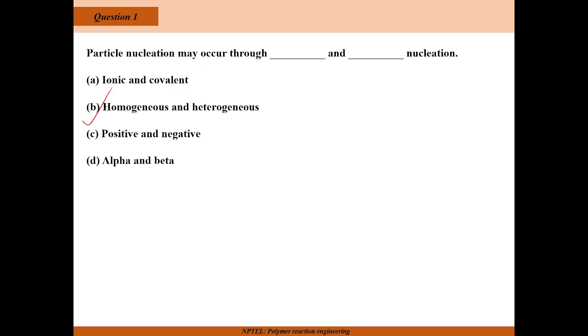The first question was that the particle nucleation may occur through dash and dash nucleation. There are basically two kinds of nucleation: one is homogeneous and one is heterogeneous. Particles that form with a particular kind of ordering give you homogeneous nucleation, and particles with some kind of non-uniform ordering, or where the composition of the particles differs, give you heterogeneous nucleation. So the answer is homogeneous and heterogeneous.